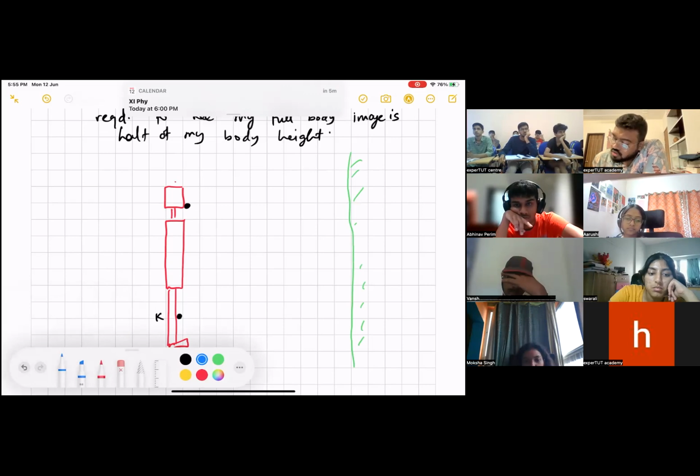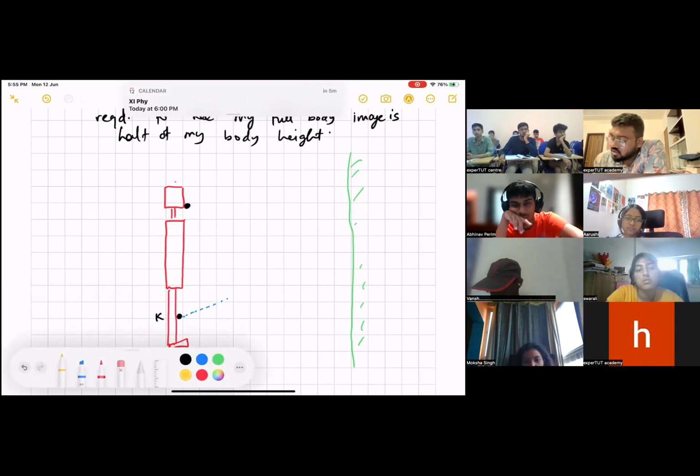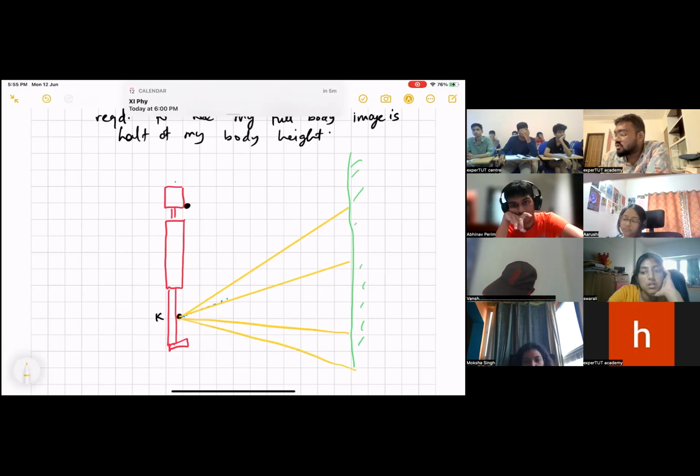A light ray will go like this. From a point, there are many light rays. A light ray will go like this, and another like this. The light source doesn't know that you have kept a mirror, so it just emanates light in all directions.